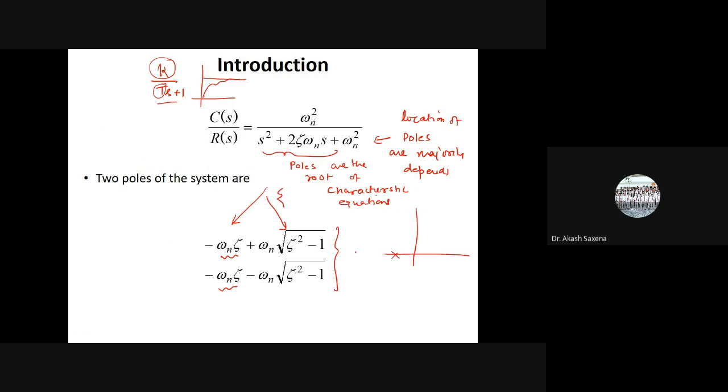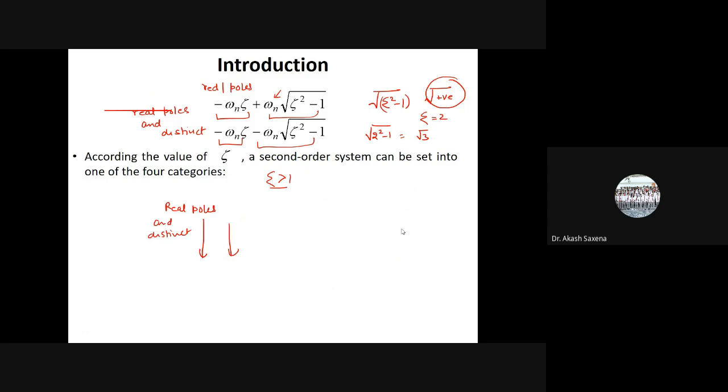If I say this is the real axis and this is the imaginary axis, and I locate these poles, they will be like this, complex conjugate poles. And if you have one real pole also, it will describe the dynamics of the system. So we will see how the location of poles is important. Wherever zeta square minus 1 is positive, the poles will be real. But if it is negative, they are complex conjugate poles.